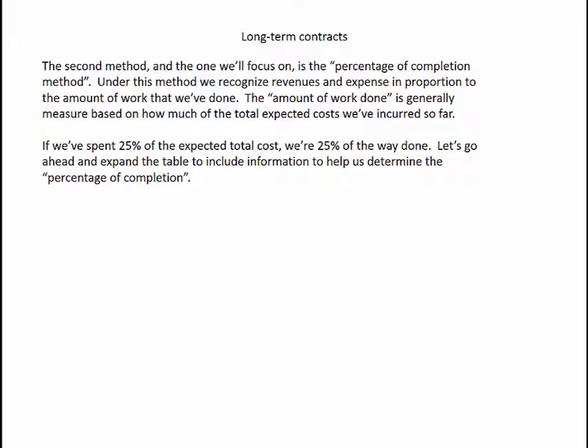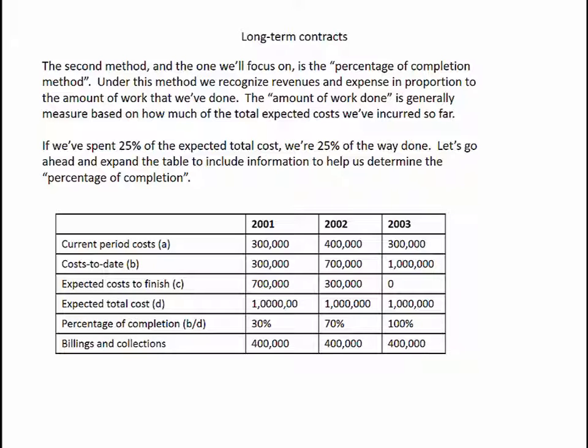Let's go ahead and expand the table we had before to include information to help us determine the percentage of completion. Now, this is the same data as before. I've simply added a few columns, a few rows. I've added the row costs to date, or sometimes referred to as cumulative costs to date. That's a running tally of how much we've spent. So in 2001, we spent $300,000 for a cumulative total of $300,000. In 2002, we spent another $400,000, so our cumulative total is up to $700,000. In 2003, we spent $300,000, so our cumulative total is up to $1 million.